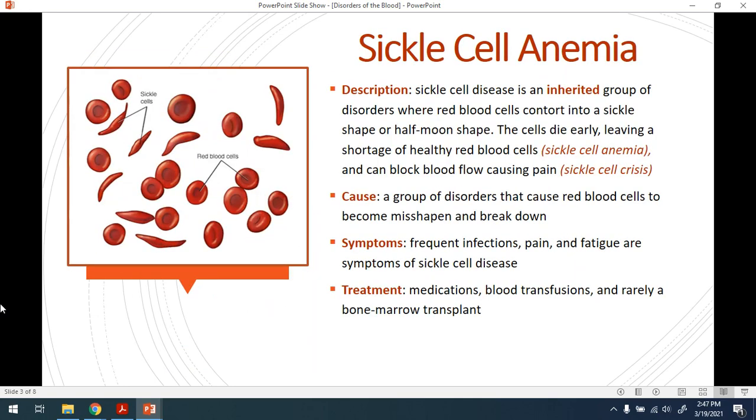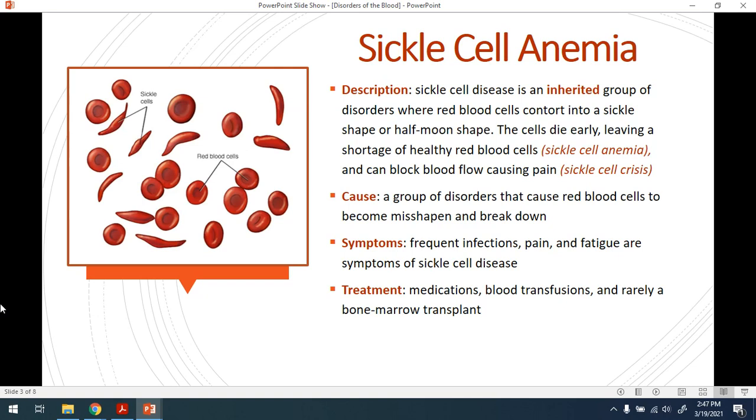Sickle cell anemia is a disease from an inherited group of disorders where red blood cells contort into a sickle shape or half-moon shape, as you can see on the left-hand side. The cells die early, leaving a shortage of healthy red blood cells, known as sickle cell anemia, and can block blood flow, causing pain, which is known as sickle cell crisis.